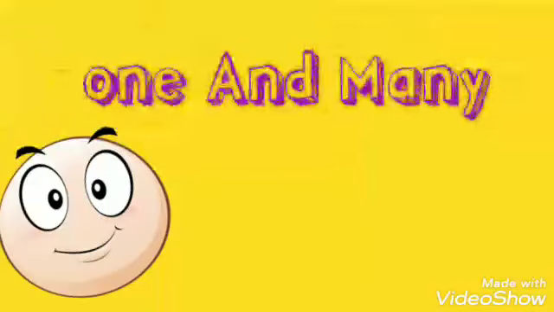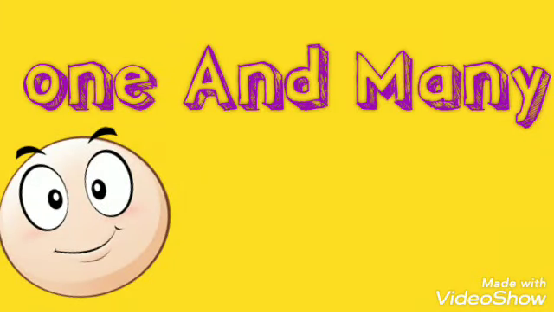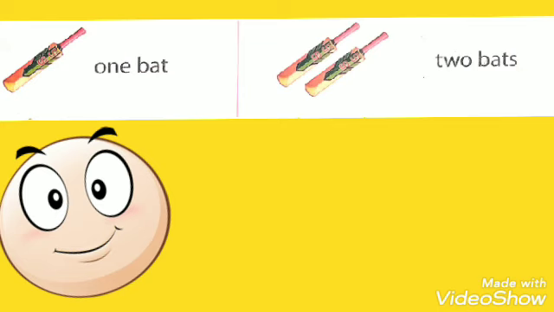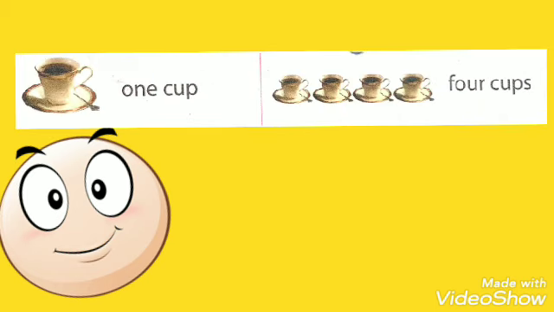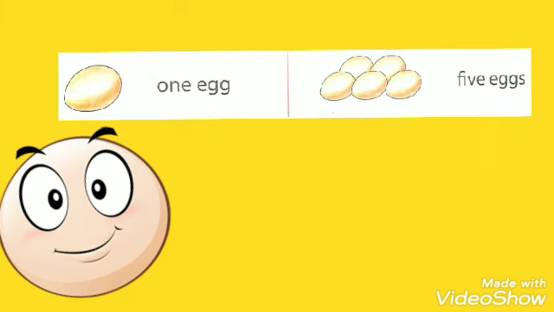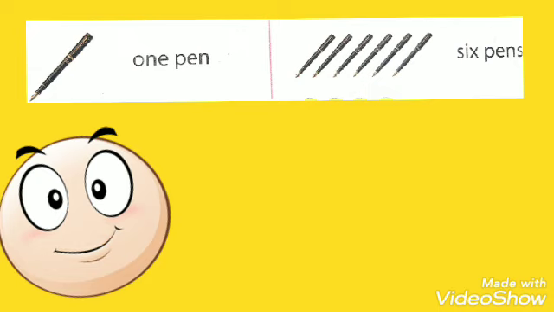One and many. One bed, two beds. One book, three books. One cup, four cups. One egg, five eggs. One pen, six pens.